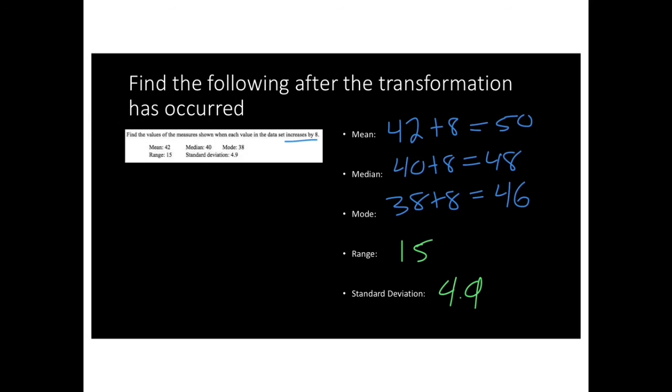Now just to reiterate, the reason why these two are going to stay the same is because all the numbers are increasing by the same amount, which means the distance between them is not going to change and their deviation from the mean is not going to change as well. And then up at the very top, we know that those are all going to change because the numbers are getting bigger, which means our mean, median, and mode are going to get bigger as well.